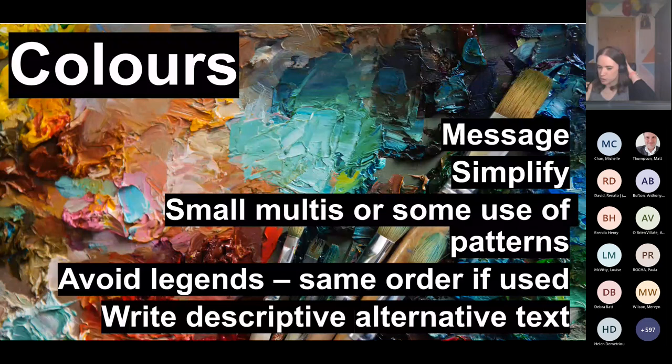Small multiples are a really good, accessible alternative, but there are issues with them getting very small or being hard to make. Some use of patterns is okay, but always bear in mind that thing about forecasted, provisional, incomplete data. It can sometimes suggest something and lead to misinterpretation. Avoid legends. If you are going to use them, and you do have to use them sometimes, they're unavoidable, try and keep the order and the orientation the same. And write descriptive alternative text. That's always the best backup. If people are going to have issues with colour, they need to have the message communicated to them in another way.